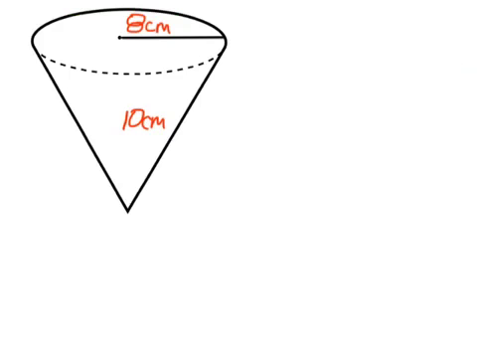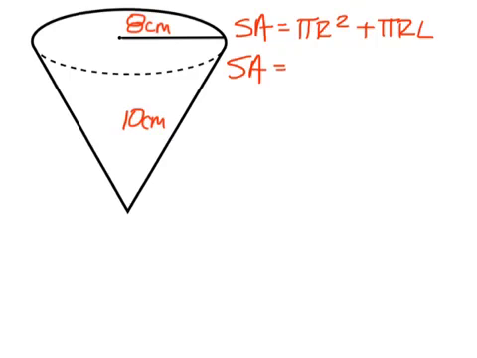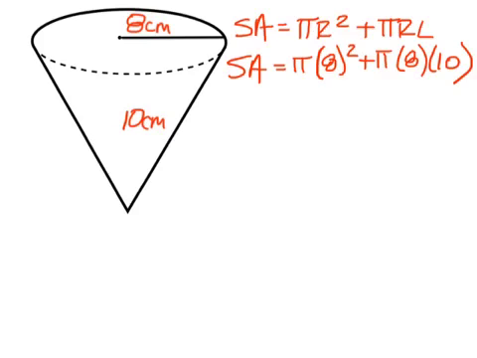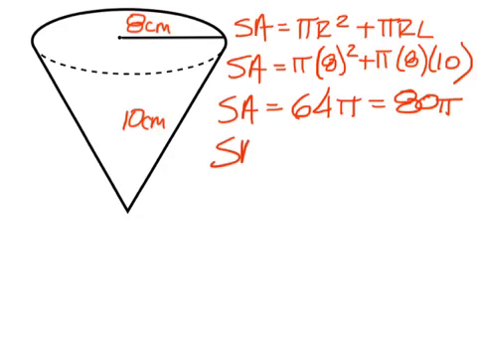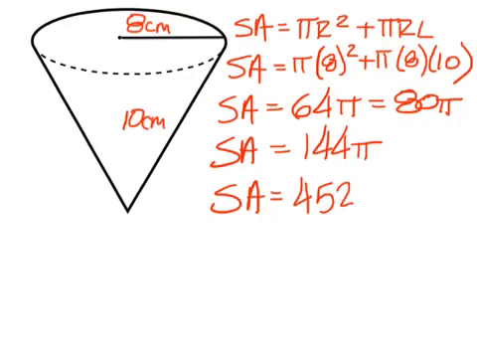Practice number 2. Find the surface area of the cone with radius 8 centimeters and slant height 10 centimeters. The solution for the practice: start with the formula. Surface area equals pi r squared plus pi r L, and then plug in what you know. And simplify that. That would be 64 pi and 80 pi. Simplify that even further to get 144 pi. Multiply 144 by pi to come up with 452.39 centimeters squared.